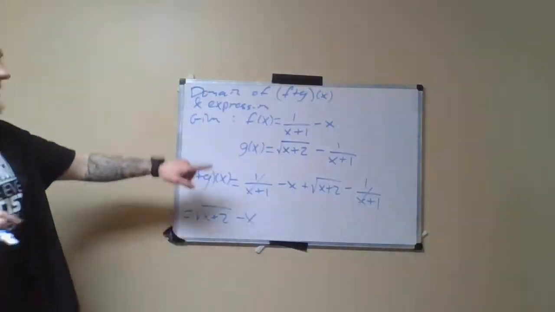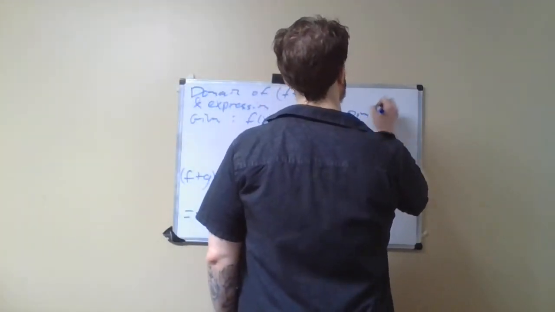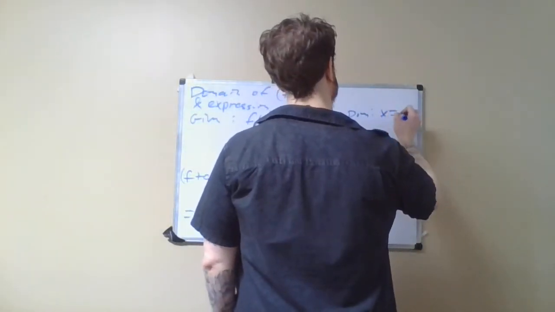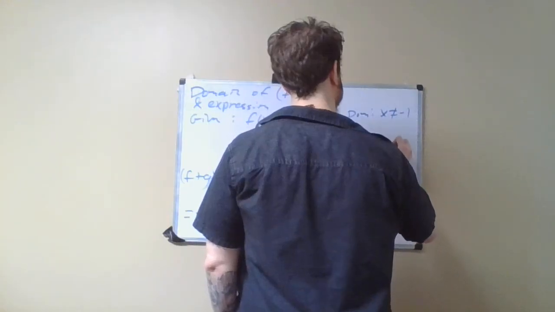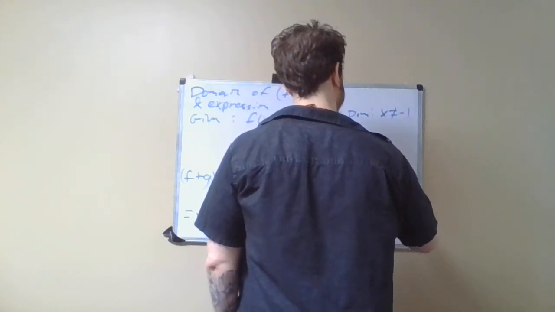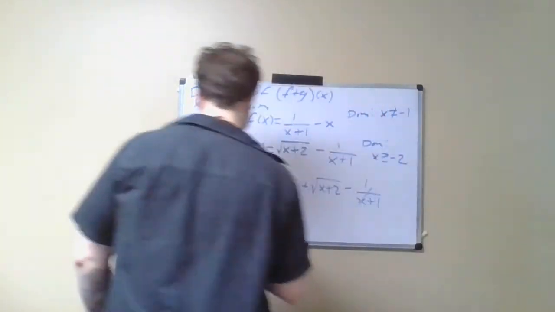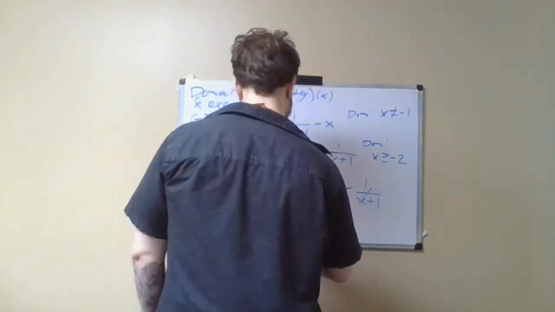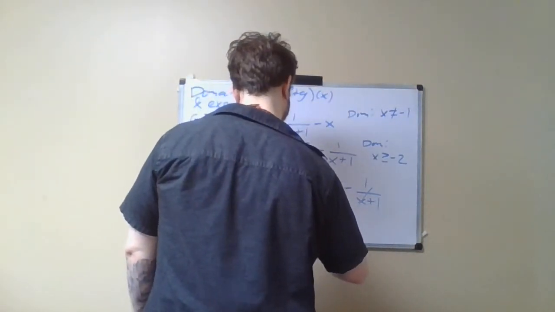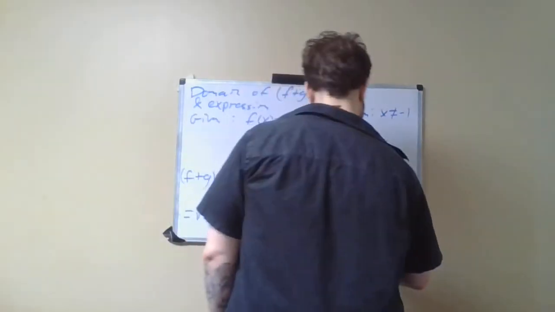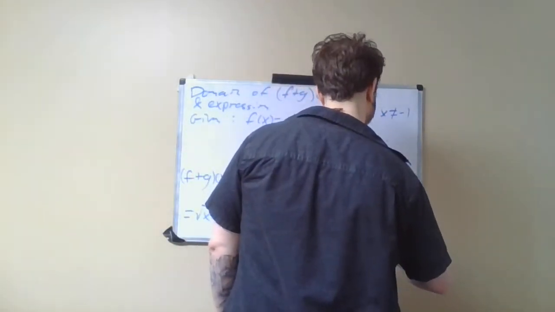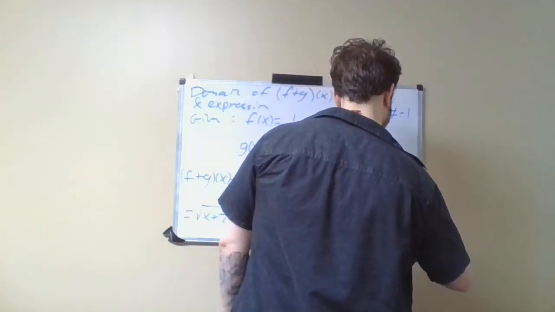So the way that we find this final domain really is we can think about the domain of f here as being x not equal to negative 1, and the domain of g here is going to be x bigger than or equal to negative 2. So the domain of f plus g is going to be the set of all x such that x is bigger than or equal to negative 2, x is not equal to negative 1.